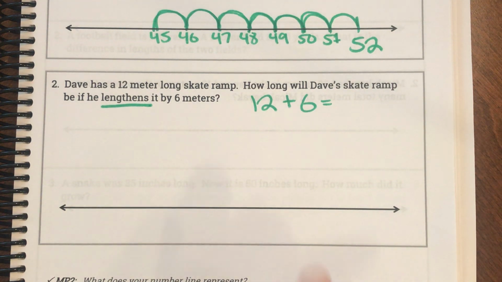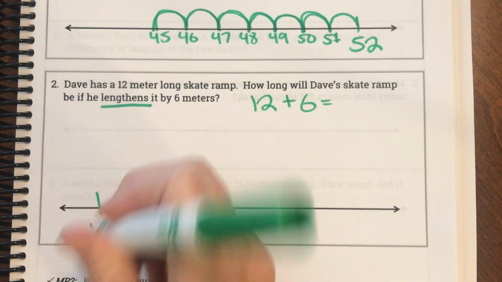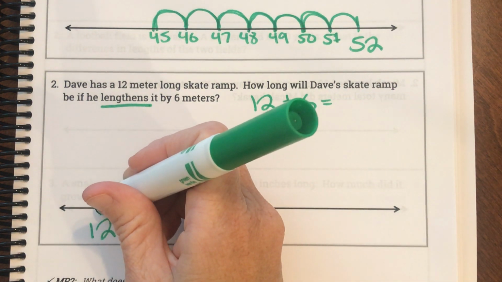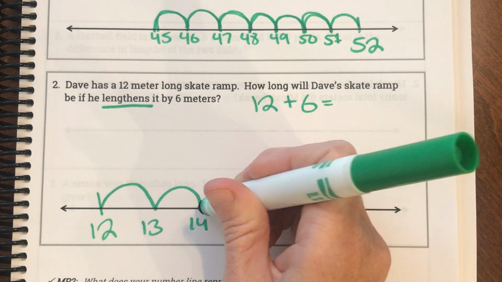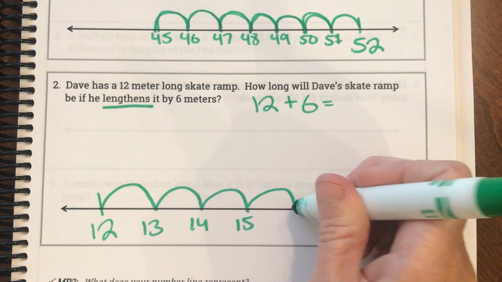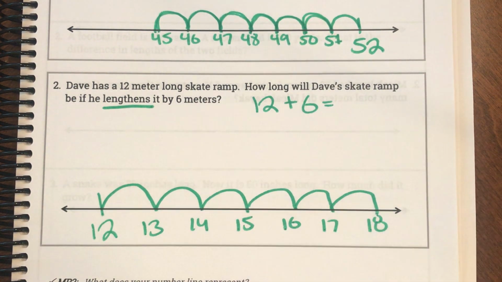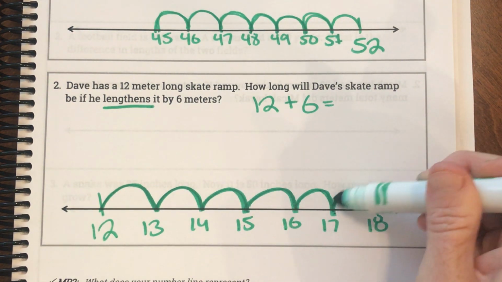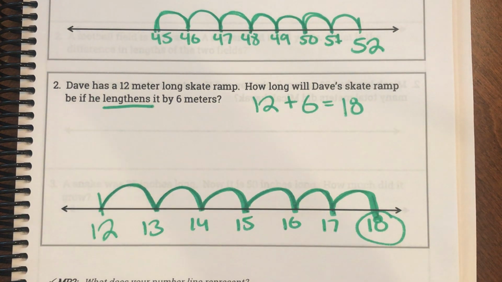Okay, so if I'm going to be adding on, I need to start on this side, and I get 12, and I need to add on 6. So let's add on or count on 6. 1, 2, 3, 4, 5, 6. Okay, that was 6 counts. Let's check. 12, 13, 14, 15, 16. Okay, let's check our counts. 1, 2, 3, 4, 5, 6 counts gets us to 18.